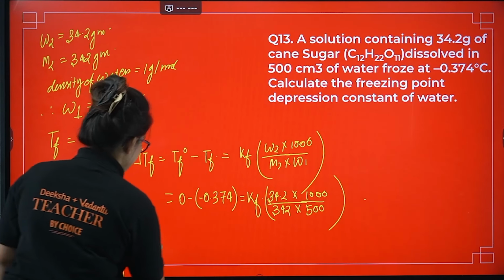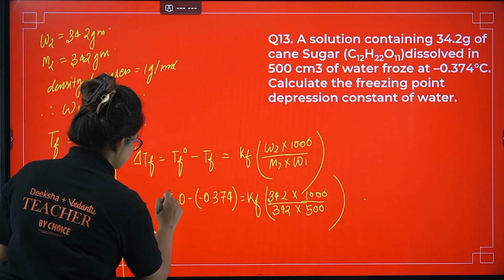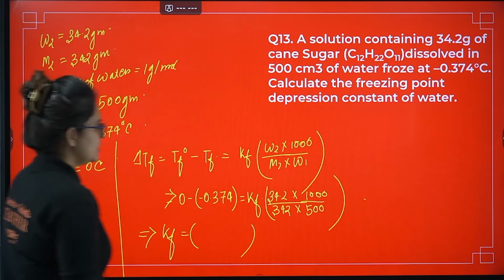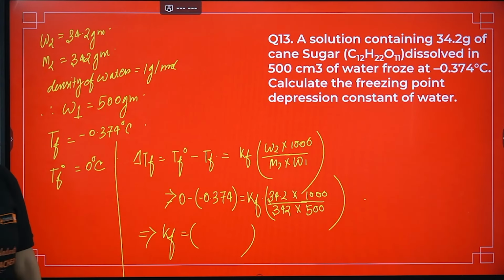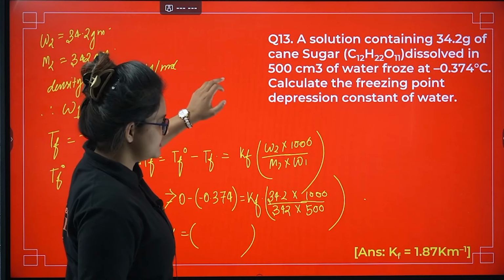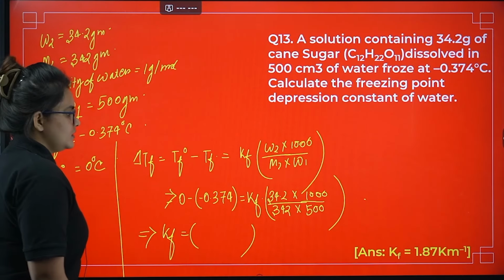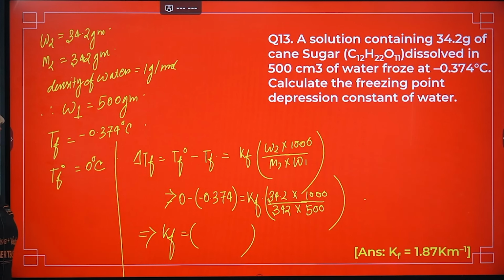So if you just calculate the Kf out of this, you will get your answer. You have to find out the Kf. I guess this is clear. It will come up to be something like 1.87. Okay, I guess this is clear.